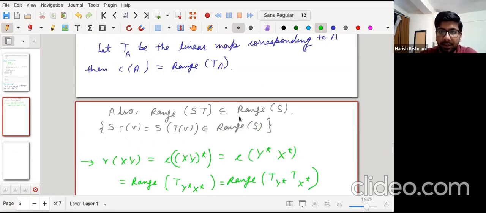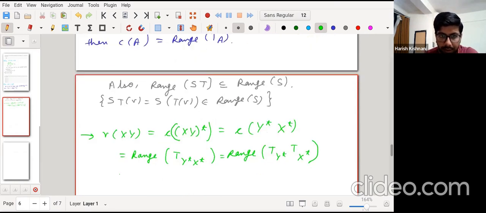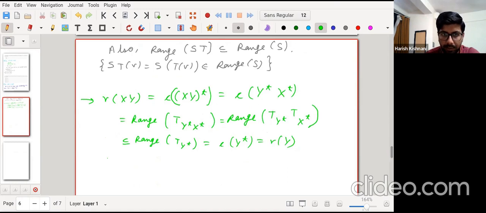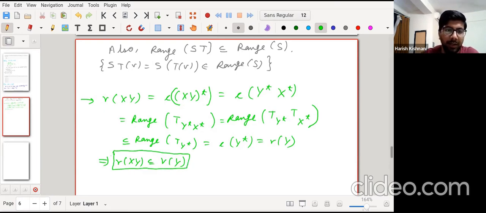Range of this. Now use this: range of ST is contained in range of S. So it's going to be contained inside range of T Y transpose, and that is the same as column of Y transpose, and that is the same as row of Y. Okay, so all this leads to the observation that row space of XY is contained in row space of Y. You can look at it for a while and let me know if any relation troubles you, or you have any doubt in any relation.